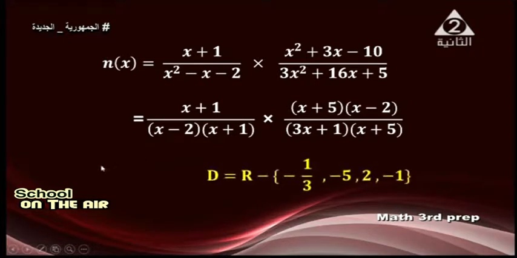Before I simplify, I must get the domain. The domain equals R except the zeros of the brackets. I have 4 brackets, and from each one I get the zeros. You will find here positive 2, here negative 1, here negative 1 third, since I put each bracket equal to 0 to get the value of x. The last bracket gives negative 5. So the domain is R except negative 1 third, negative 5, 2 and negative 1.